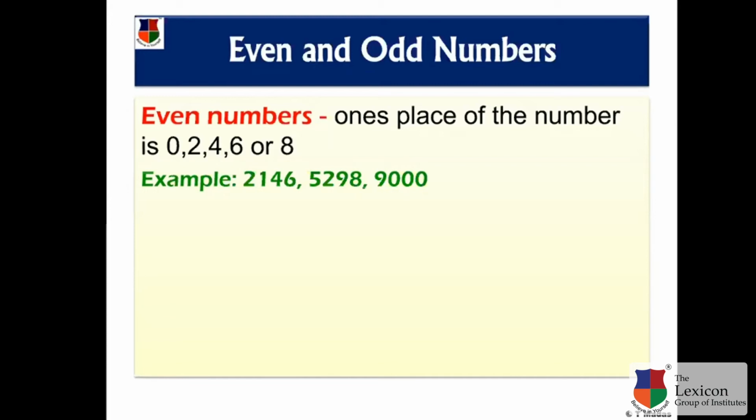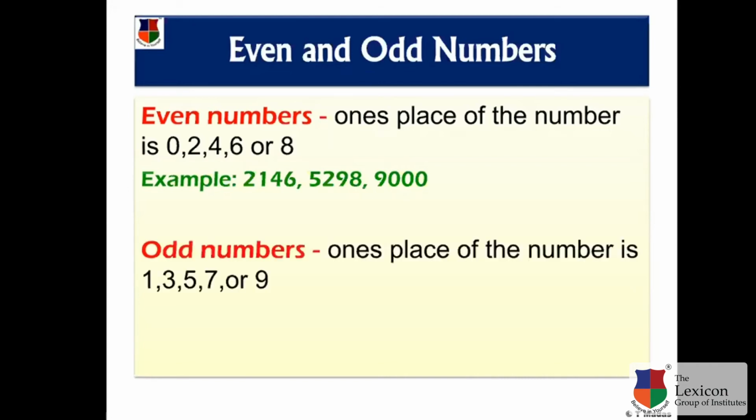Okay, 5298. Look at the ones place, which digit is there? 8. So this number is an even number. In 9000, which digit is at ones place? 0. So this number is also an even number. Now what are odd numbers? The odd numbers are the numbers which have 1, 3, 5, 7 or 9 at their ones place.